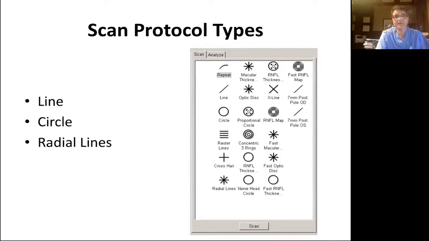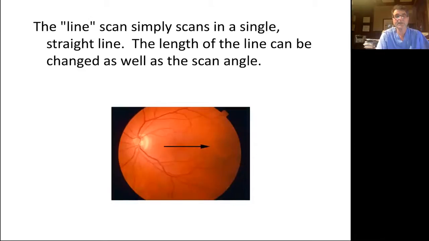The scan protocol types involve a line, as I just alluded to, but also we can have circles or radial scans. The line simply scans in a single straight line, and the length of the line can be changed as well as the scan angle. So this is a typical macular horizontal line scan shown with this arrow.